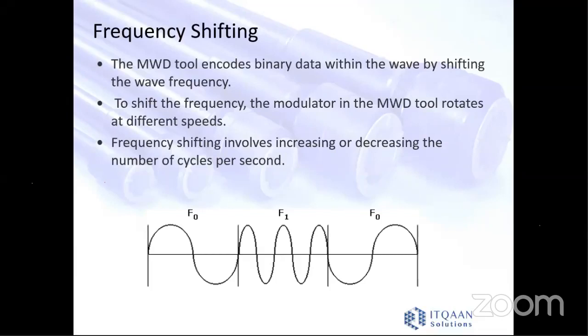Frequency shifting. The MWD tool encodes the binary data within the wave by shifting the wave frequency. The modulator in the MWD tool rotates at different speeds. Frequency shifting involves increasing or decreasing the number of cycles per second. Here it shows how you could shift the frequency. We have one complete cycle here, and this other one. So how does the MWD do that? Our rotor starts rotating at different speeds.